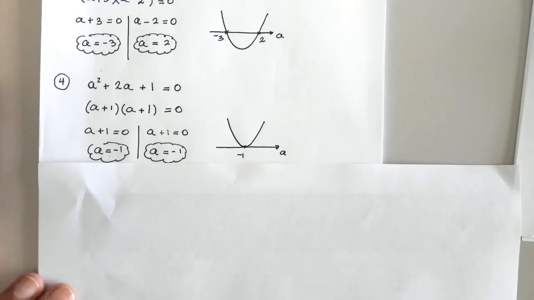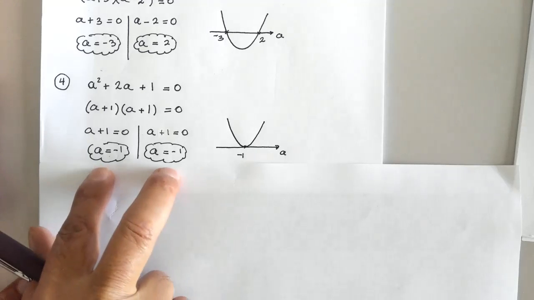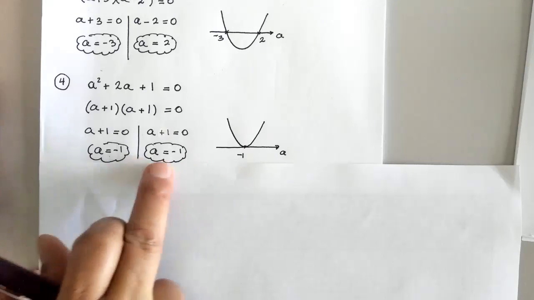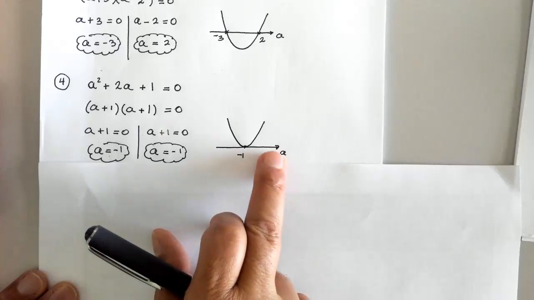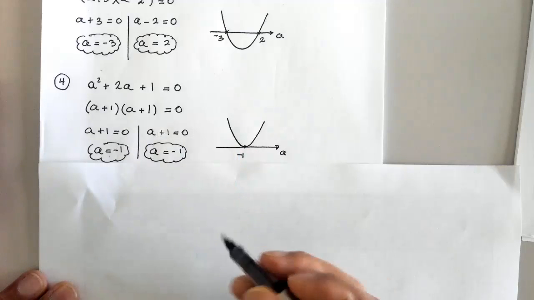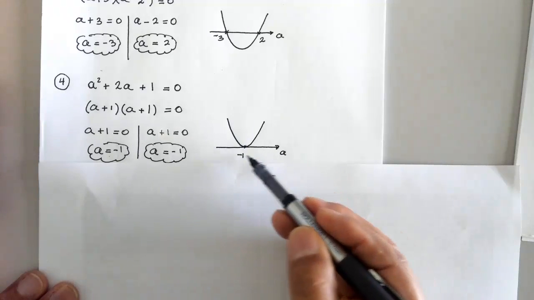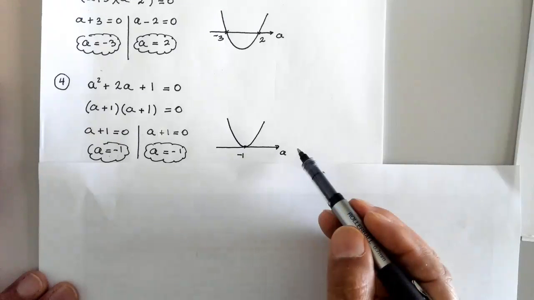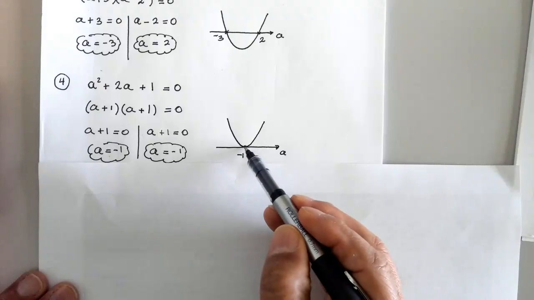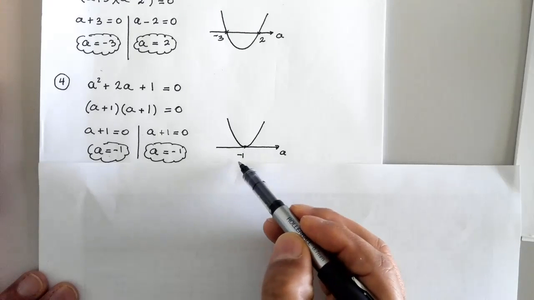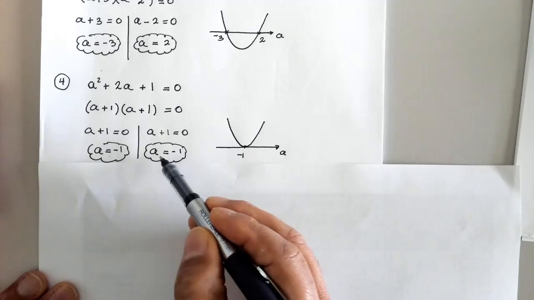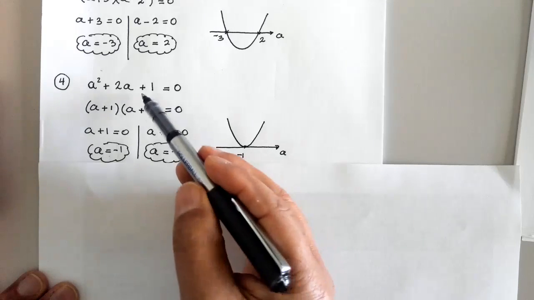So therefore we're going to have a equal -1 and a equal -1. So you can see we still have two solutions, but they are both the same. In that case we're going to have a parabola that is coming this way, but it's going to touch, not cross, the horizontal axis. It touches this axis at that particular point, -1, which is the solution coming from this equation.